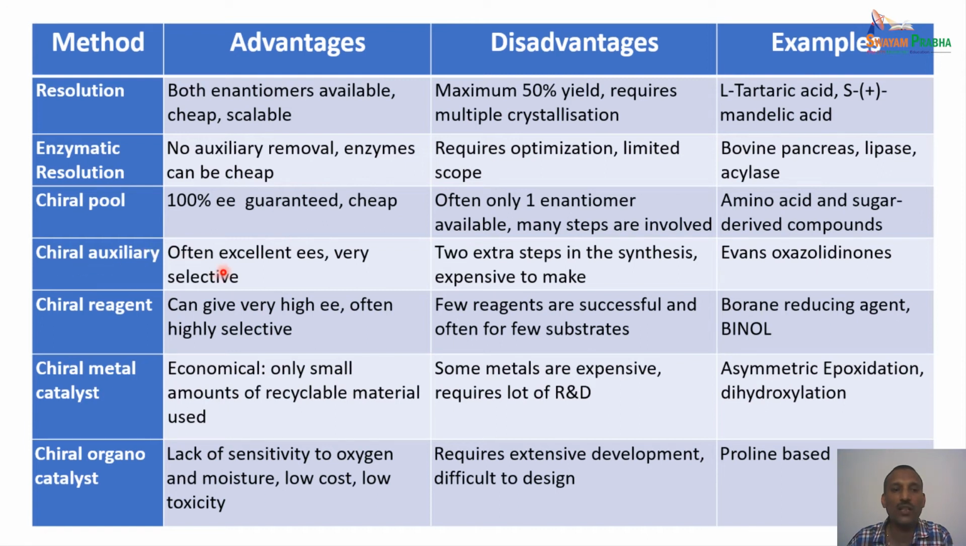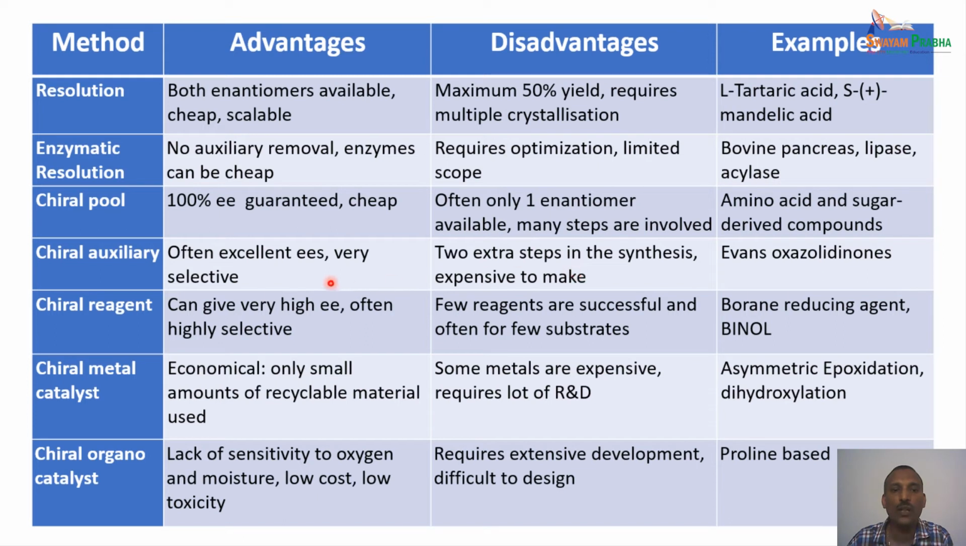Then the chiral auxiliary is basically, it gives excellent enantiomeric excess, and these reactions are also highly selective. So this is a very good method, but again the major drawback is that to introduce the chiral auxiliary and to remove it we have to do two extra steps. In other words, the overall reaction yield decreases, and moreover if we have to generate a new chiral auxiliary, that also requires multiple steps to synthesize. So this is also sometimes very expensive to make.